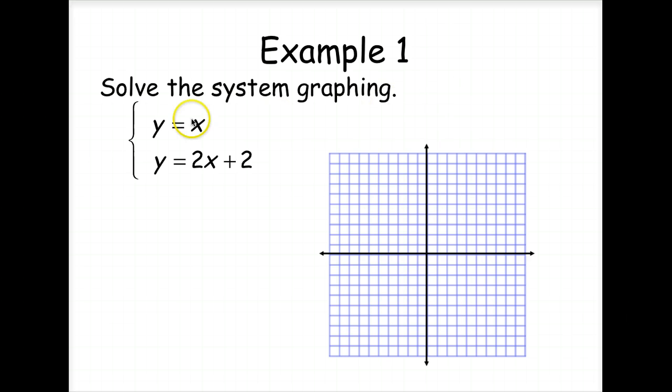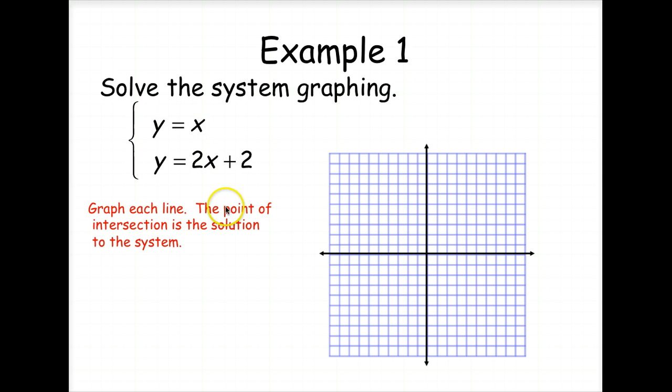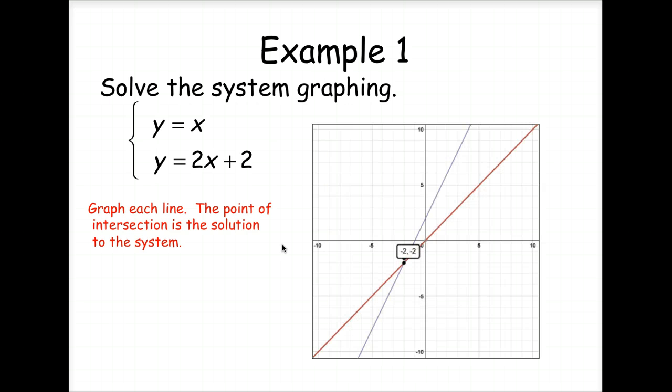So our first example, we're to graph both of these equations. Notice they're linear equations, x is to the first power. So we're going to graph each line. This one's going to cross the y at 0 because it's our plus b is there's nothing there, and the slope is 1/1. This one will cross the y at a positive 2, and its slope is 2/1. And this intersection point where they both cross each other is at -2, -2. So the point of intersection is the solution to that system.